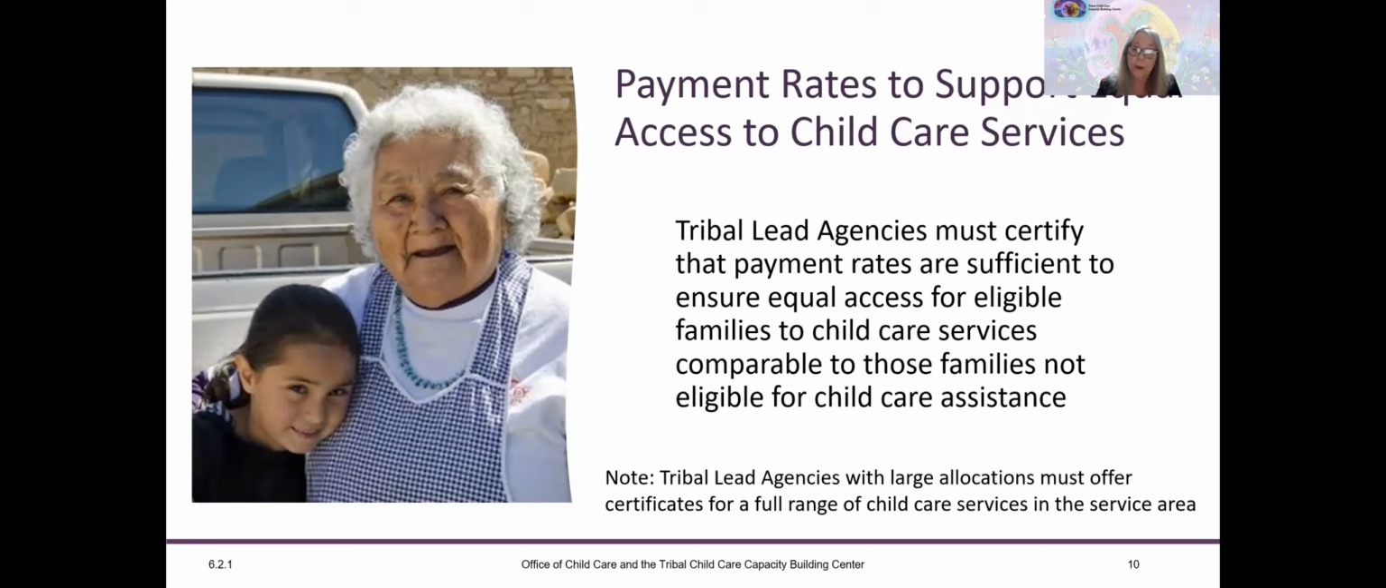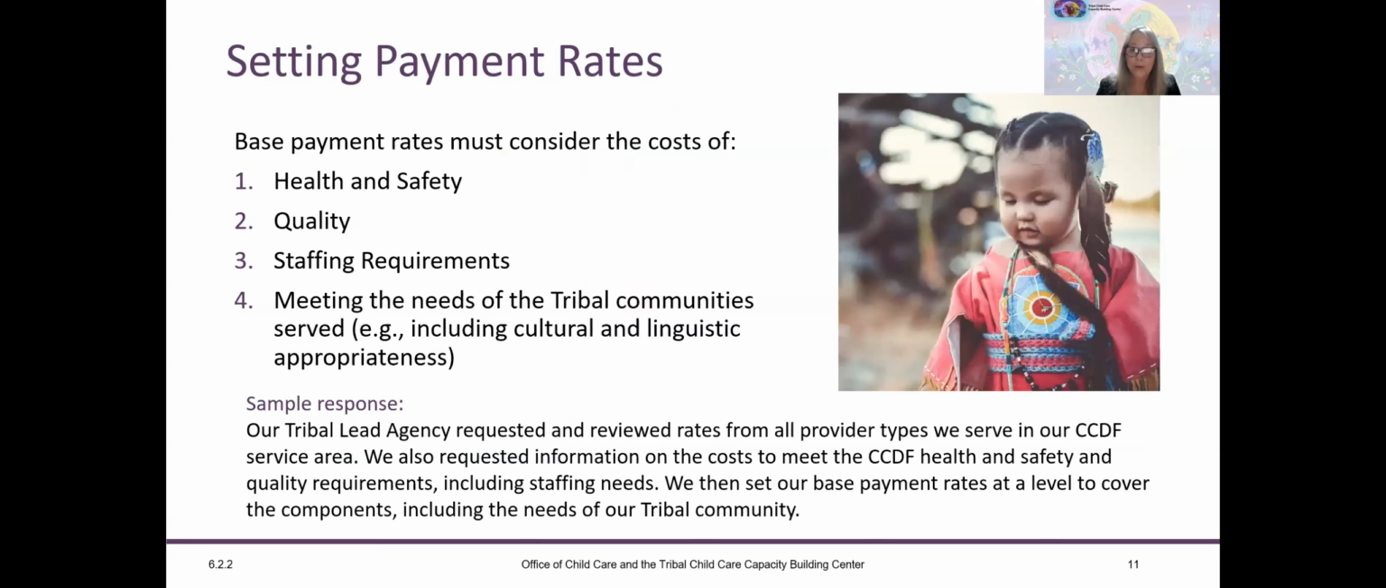Now, in 6.2.1, Tribal Lead Agencies will certify that the base payment rates are sufficient to ensure equal access. Tribal Lead Agencies who cannot certify that their payment rates are sufficient must provide a brief description of why their rates are not sufficient. Now, on the next slide, 6.2.2, you will describe your process for setting rates that consider the cost providers incur in order to provide healthy, safe, quality environments, and that consider staffing costs, and that enable the provider to meet the needs unique to your nation and community, such as cultural and language needs.